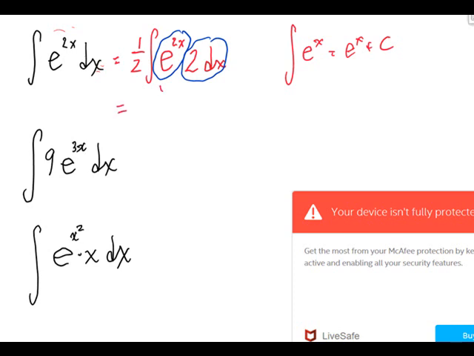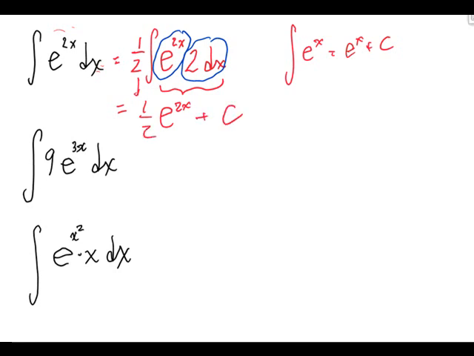So the integral of e to the 2x dx is e to the 2x, and then we have to bring that 1/2 coefficient down. And then our plus c, since it's indefinite integration. Can you do the other two?